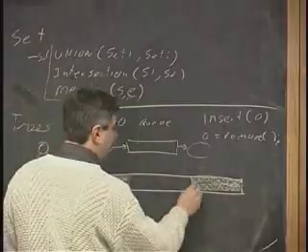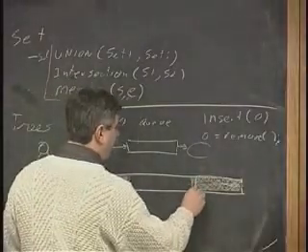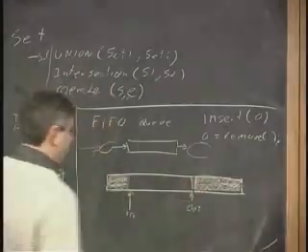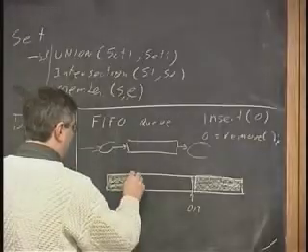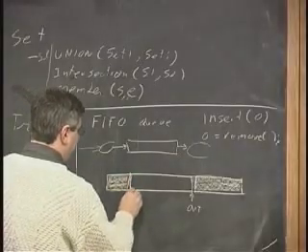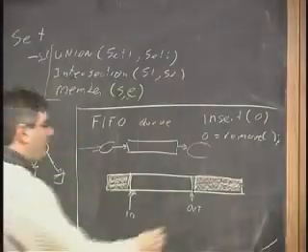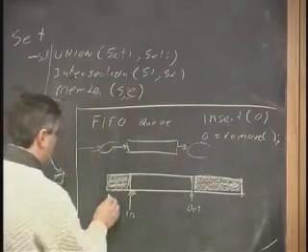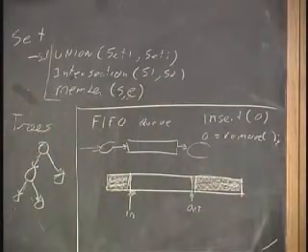So to remove something, you take the next thing off, you increment the out pointer, and you return this value. To put something in, you put it in this blank space, and you increment the in pointer. And when either pointer gets to the end of the array, you have it wrap around to the beginning of the array, and it's all good.